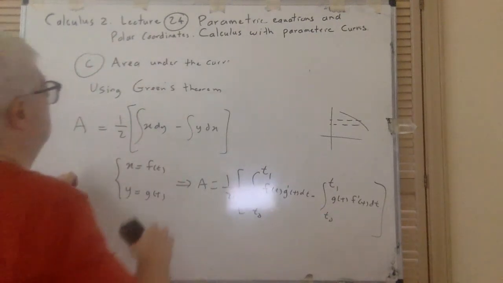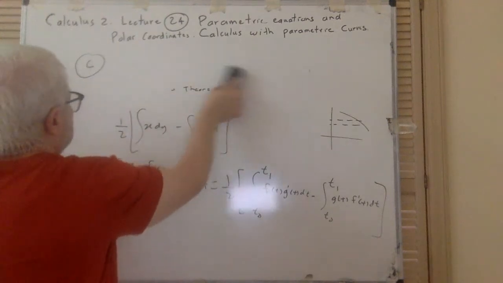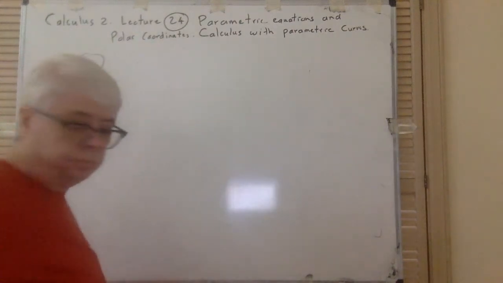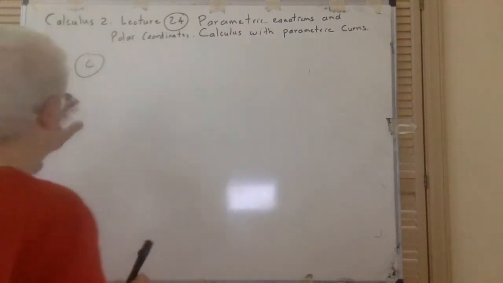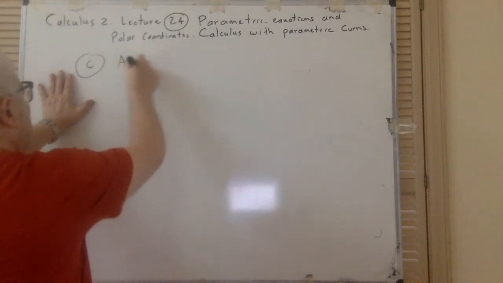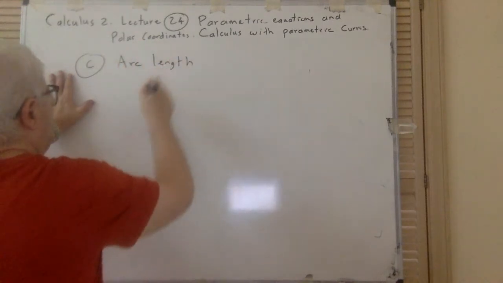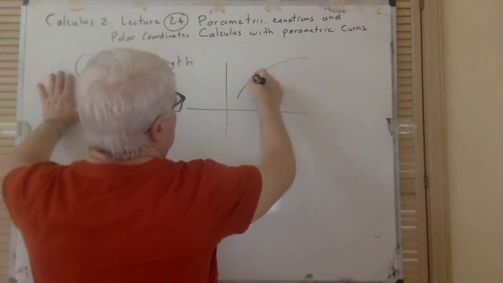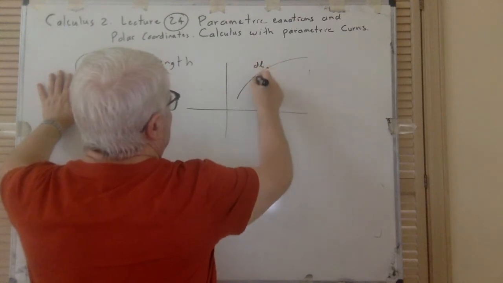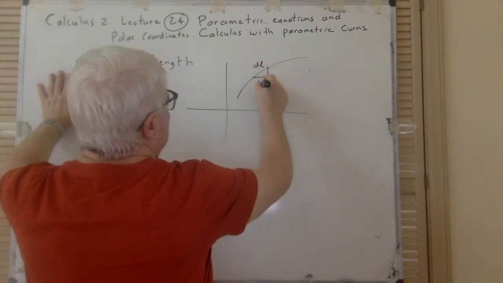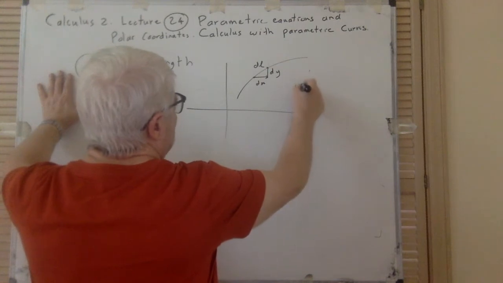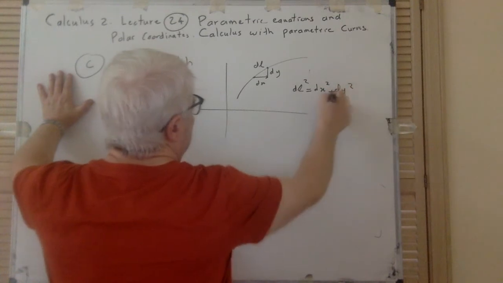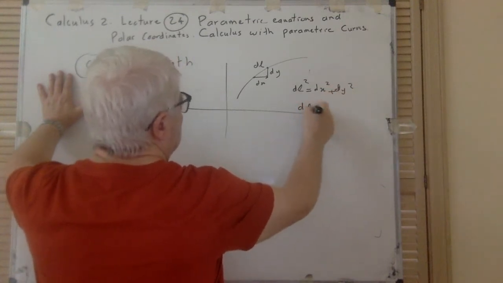We don't need Green's theorem, and that is arc length. Remember when I started arc length, I drew a picture for you like this, and I said, okay, this is my dL, and then I have dx here and dy here, and I said dL squared is like dx squared plus dy squared, and so dL was the square root of.